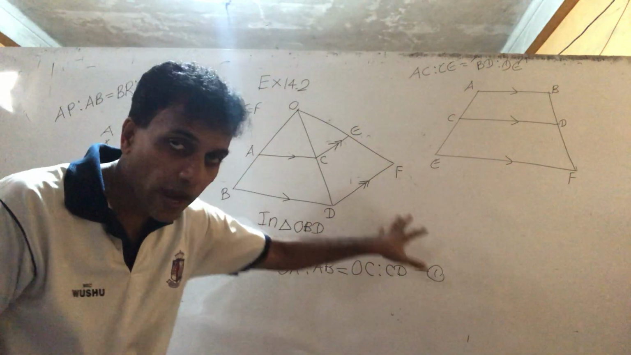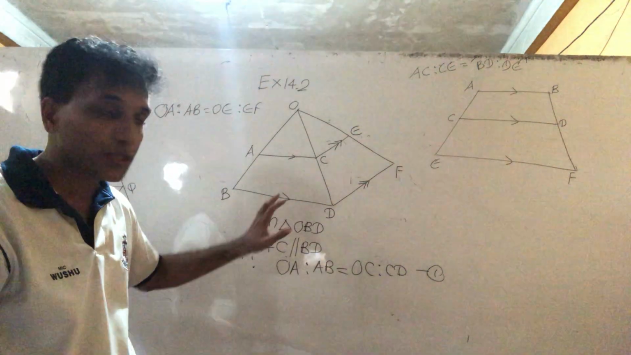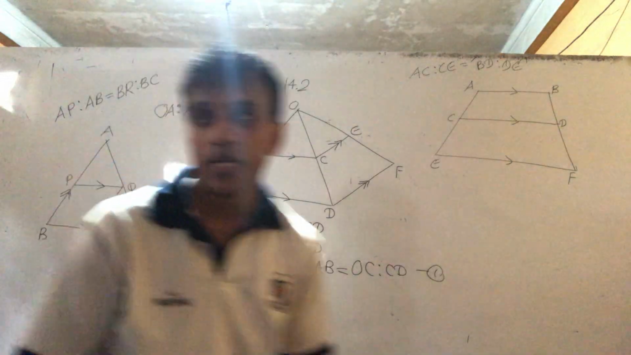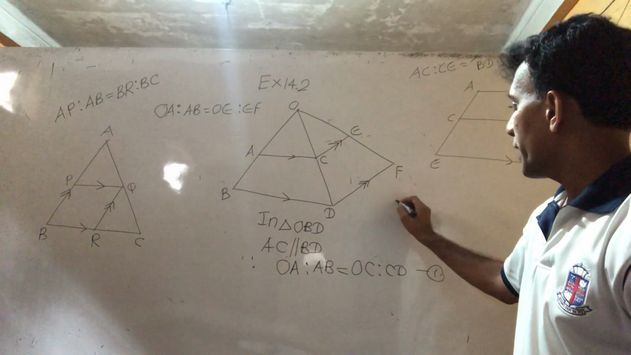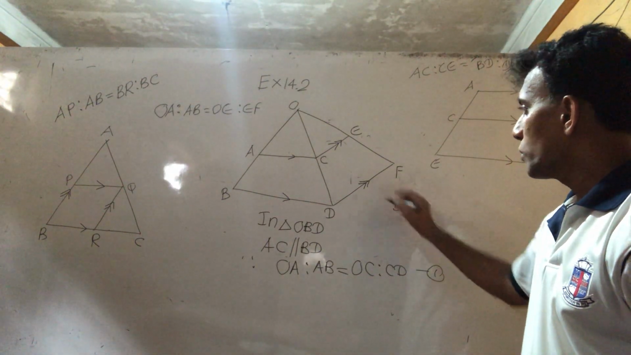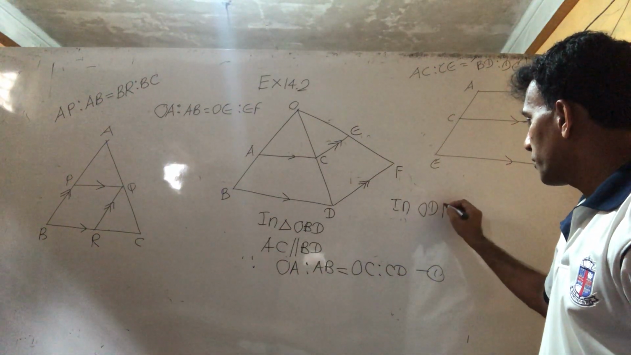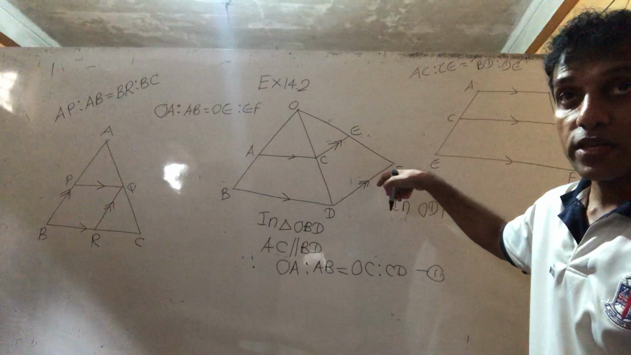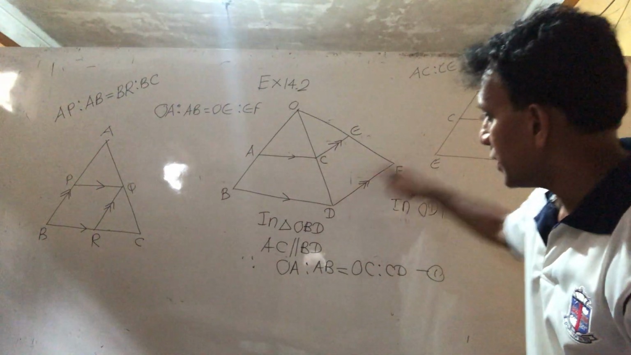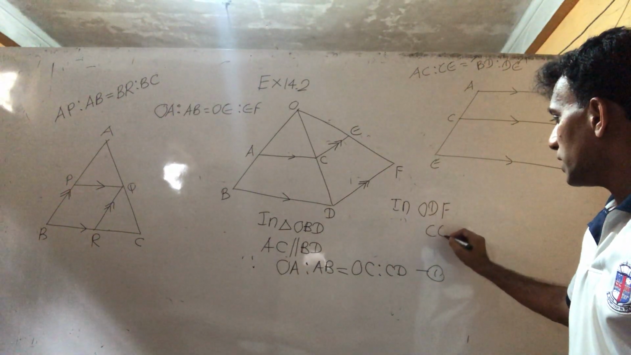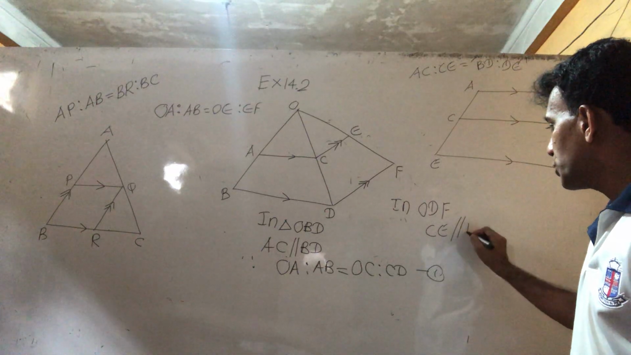Now come to this triangle. This is not a pyramid. Two different triangles, right? See now here, in triangle ODF, for the data, CE parallel to DF.